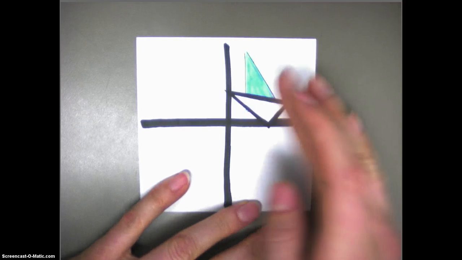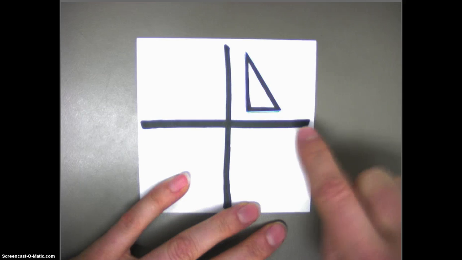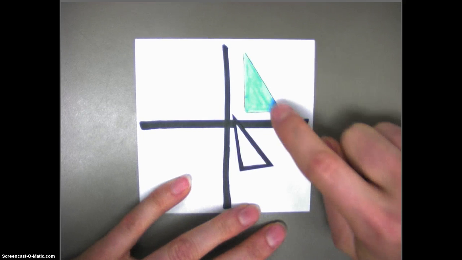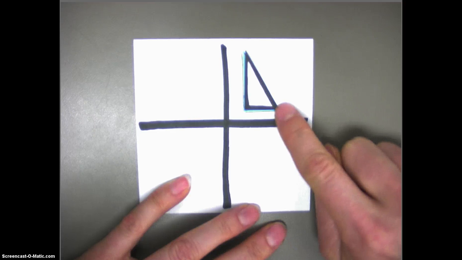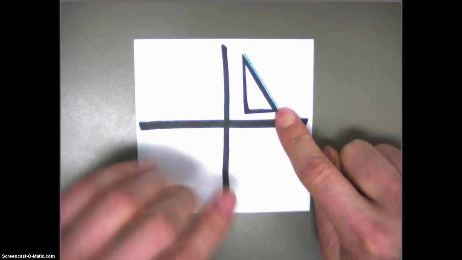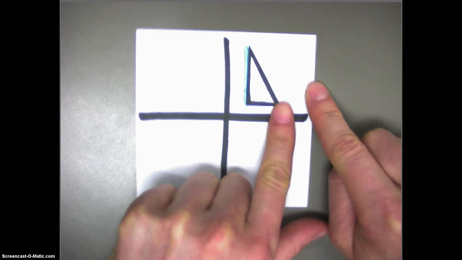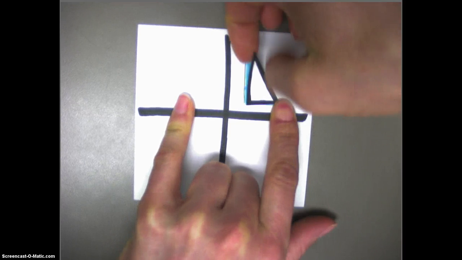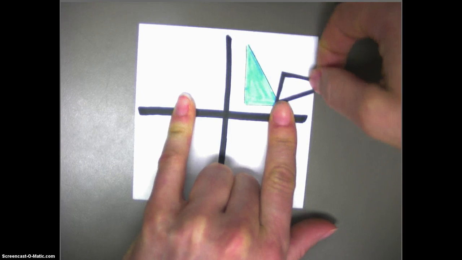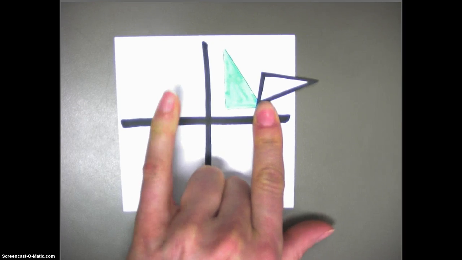I can also rotate around a single point. So what if instead, rather than rotating around the origin, I wanted to rotate around this particular point? Well, I could do that by essentially keeping that point down. If I go in the clockwise direction, this would be 90 degrees that I've rotated it clockwise.